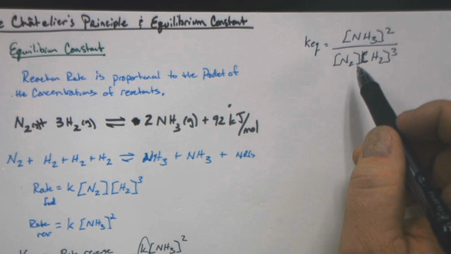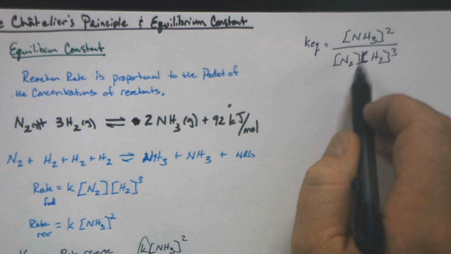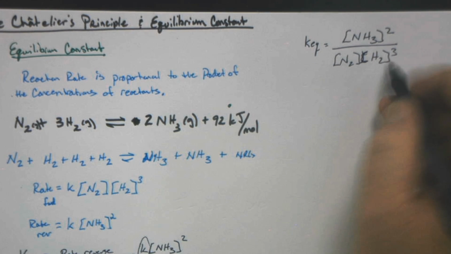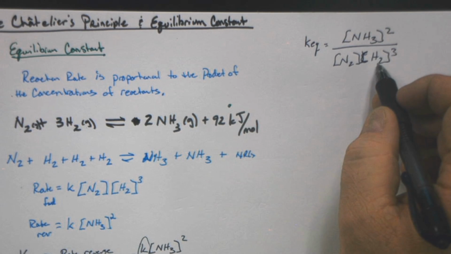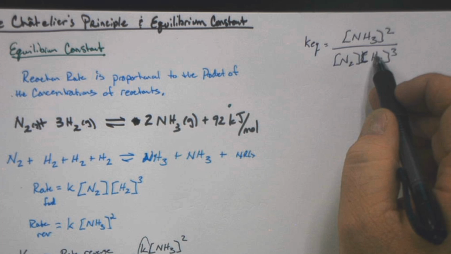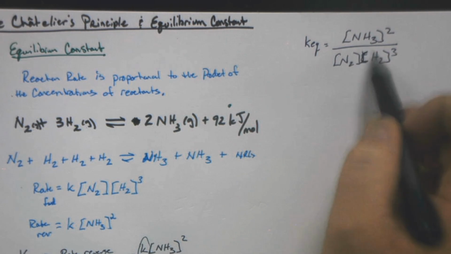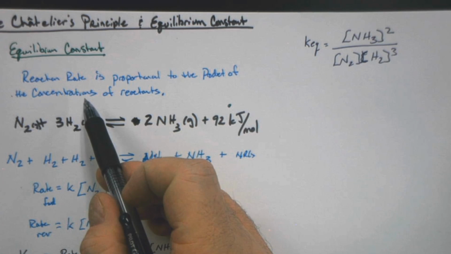Right. And so because this has to stay constant, if this increases, these two have to increase. And vice versa. If I decrease one of these, this is going to have to decrease, which means it's going to shift in that direction. You follow? So this quantifiably shows Le Chatelier's principle.